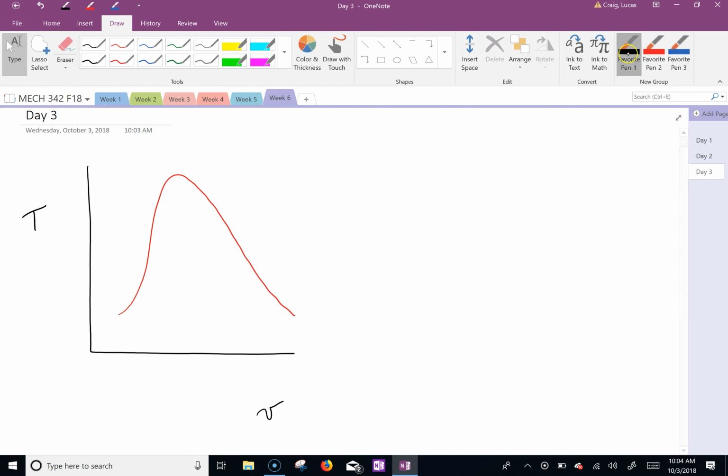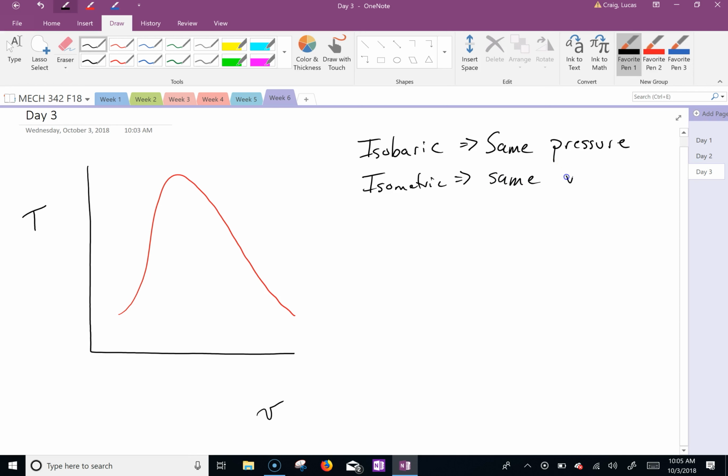Okay, so let's review. Isobaric means same pressure, right? I wrote that really small. My apologies. Isobaric. Okay. Isometric: same volume, yep. Isothermal: same temp.